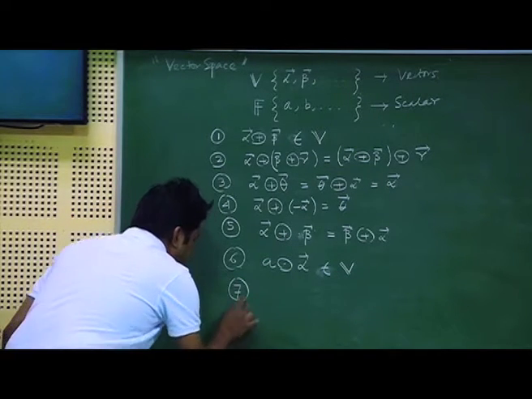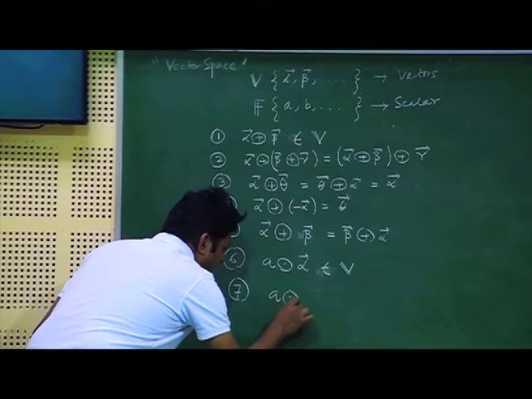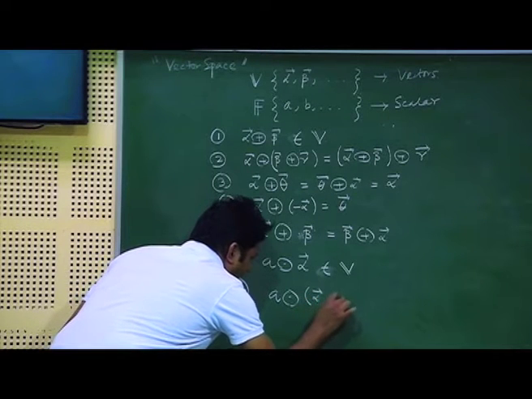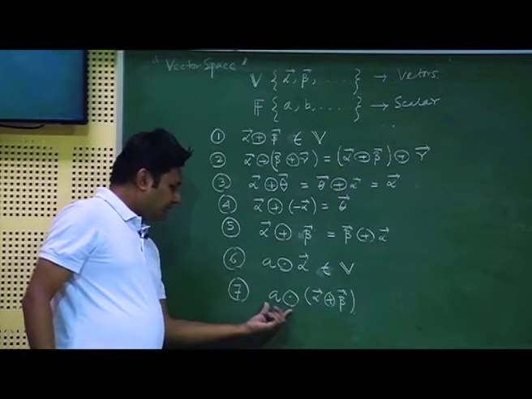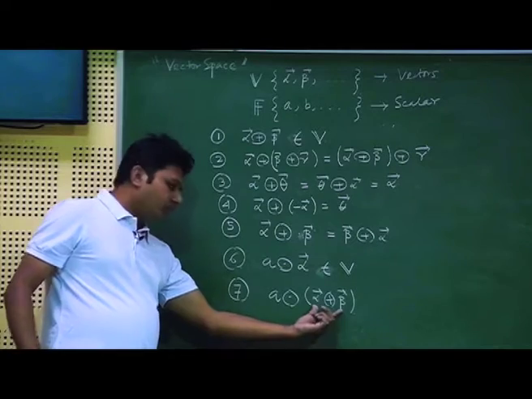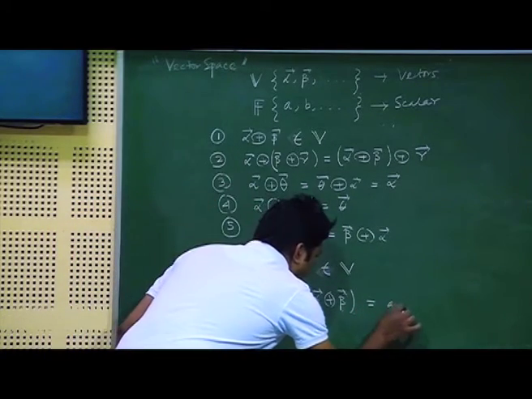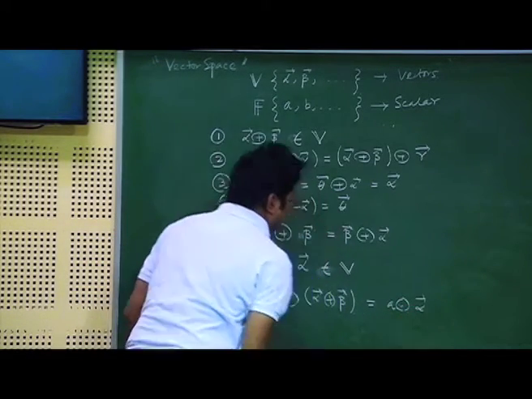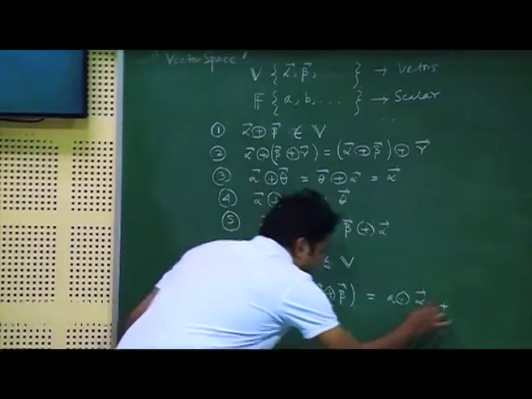Also, if I associate A with the sum of these two things, the distributive property will also follow. So, I should write this plus this.